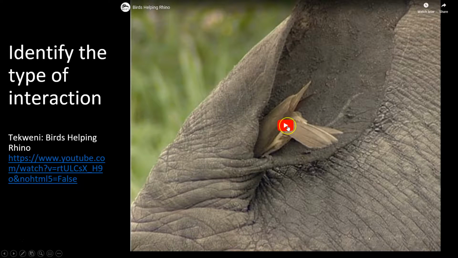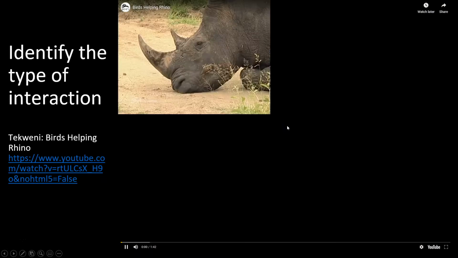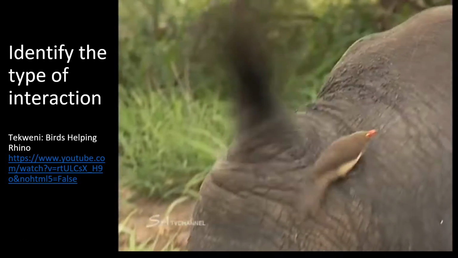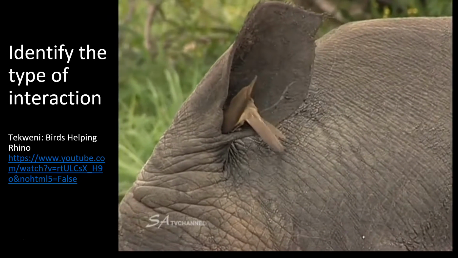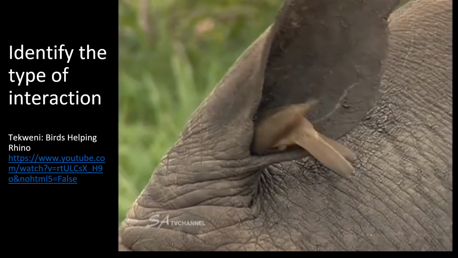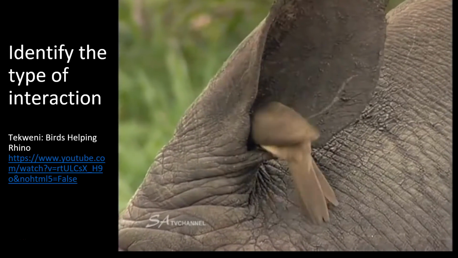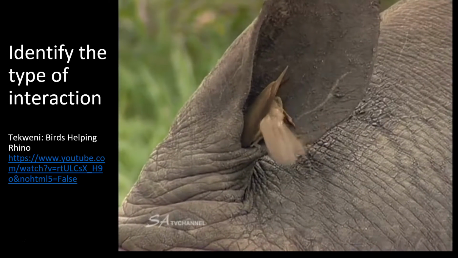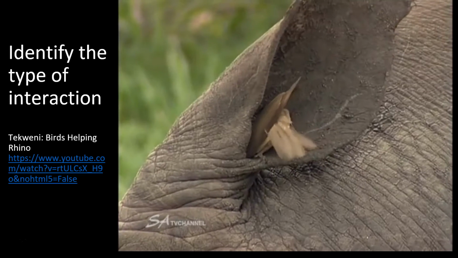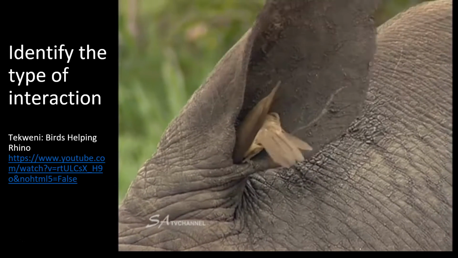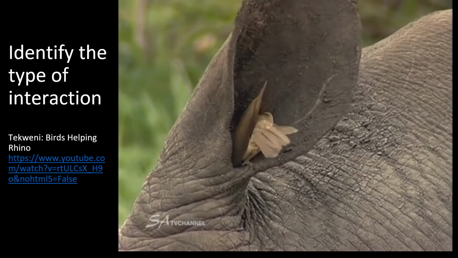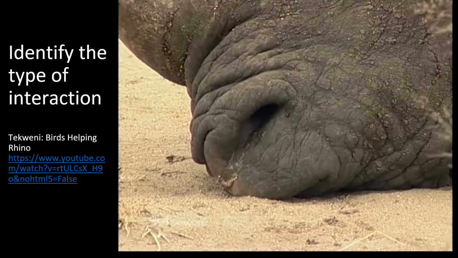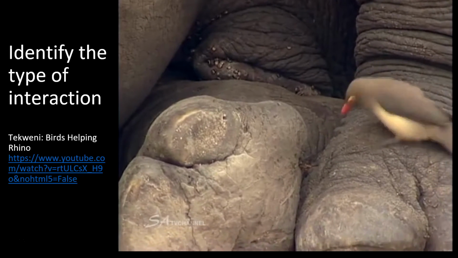Here's another type. What do you think this is? Here we have the bird hopping around on the rhino, getting some of the insects and bugs. You may be able to argue this as either commensalism or mutualism. I'd argue it more towards commensalism. Yes, it's likely limiting the infection and disease, but it's more annoying the rhino than anything. The rhino would be able to survive without it. It's not a straight-up mutualistic relationship.